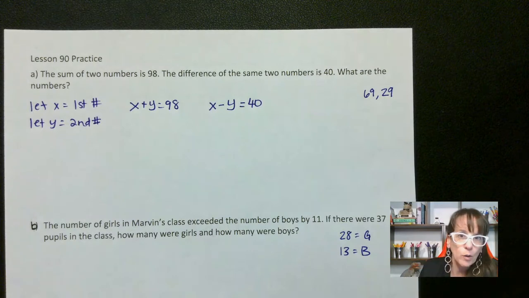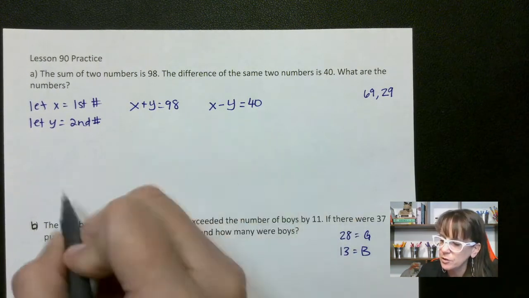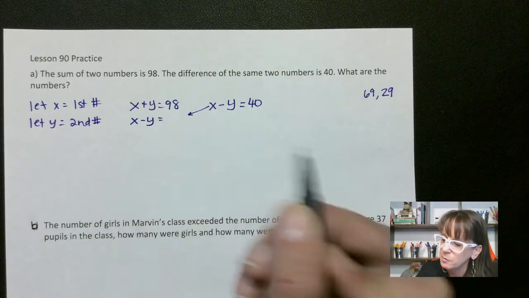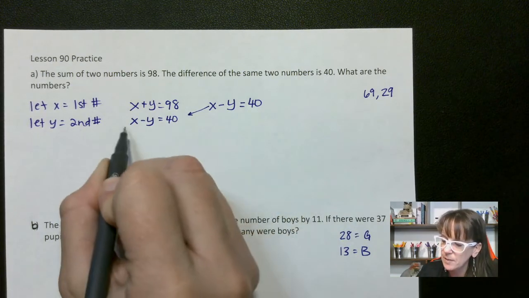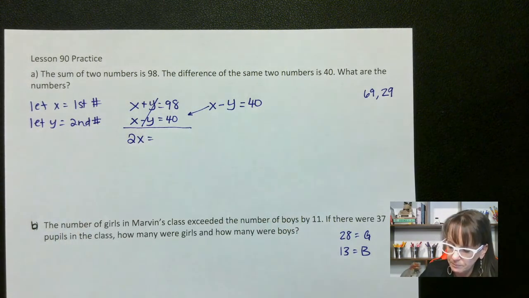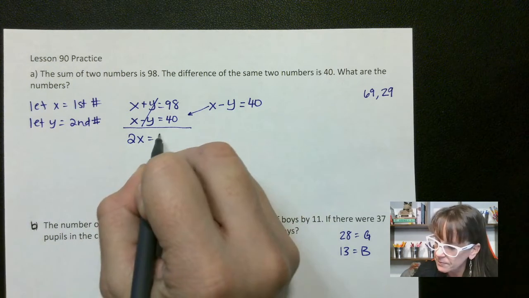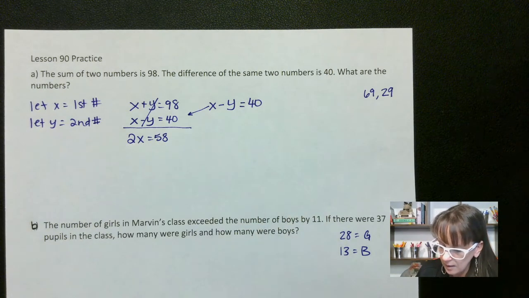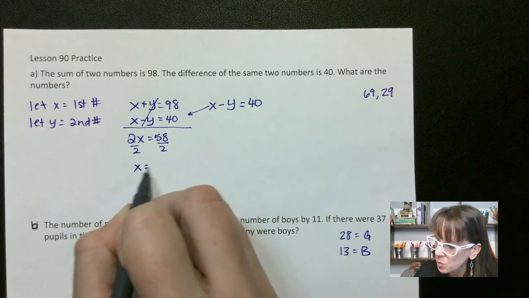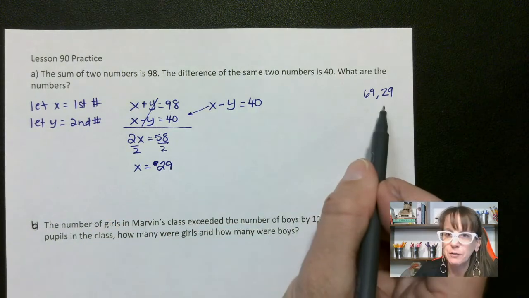Ooh, this is a great one for elimination, because if I stack these two equations, I get 40. Get rid of my y's, I get 2x equals, I'm always worried I'm going to make a small error, so yeah, 58. And then we divide both sides by 2. We get x equals 29. That's our first number, right?